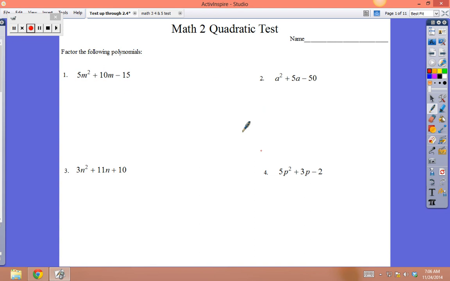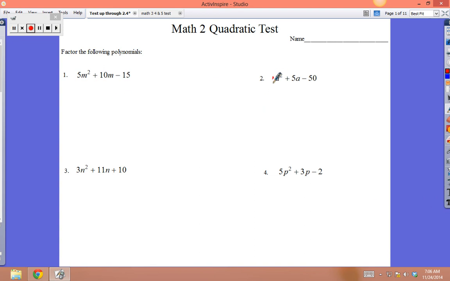Number 2. It starts with the 1s, so that's nice. They got nothing in common. What times this gives you negative 50, but adds and gives you 5. It's going to be a and a. It's going to be a negative 5 and a positive 10. Because negative 5 times 10 is negative 50, but 10 minus 5 is 5.